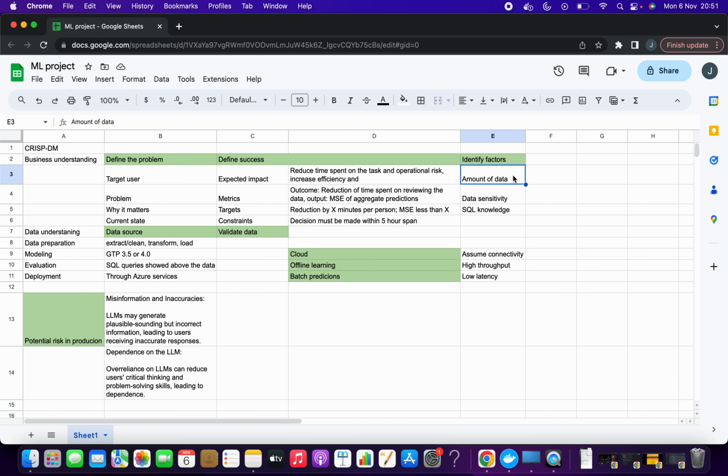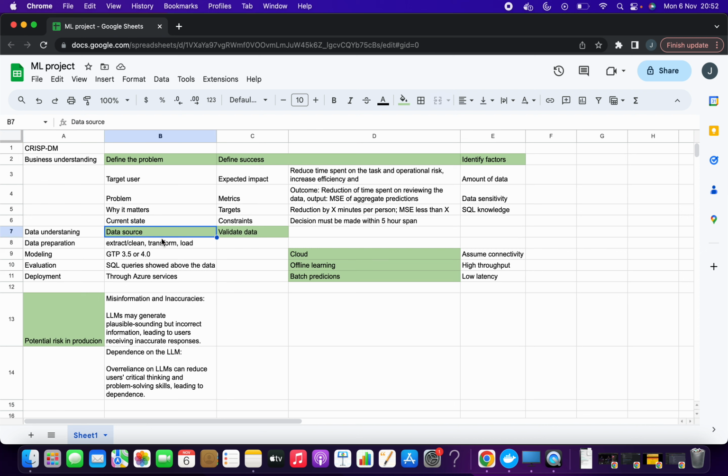Factors that would influence it could be the amount of data we work with, the data sensitivity, or the SQL knowledge of the traders, as well as the model, which would be GPT 3.5 or 4.0. However, it is so-called prompt engineering, where we would like to extract from the data by using LLMs, so large language models, to translate human queries into SQL queries.